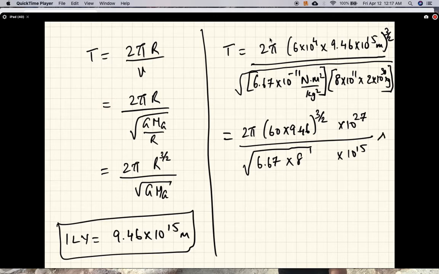Okay, so this period should work out in seconds. This is equal to... let's do the prefix. This is 10 to the power 12. 27 minus 15 is 12, so 10 to the power 12 seconds. And let's figure out this numerical value, the prefix.